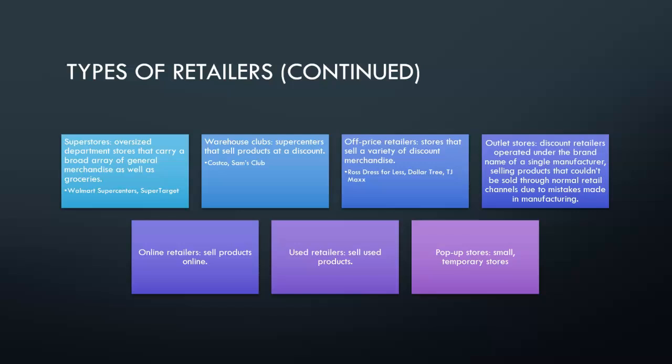Used retailers sell used products. This is used cars, used stores like Goodwill or Salvation Army. Thrift stores, pop-up stores, small temporary stores. So maybe you'll see that in malls, like little carts in the middle of the mall where they have like specialty items. Pop-up stores could come up like in a festival or out in a park area, things like that.